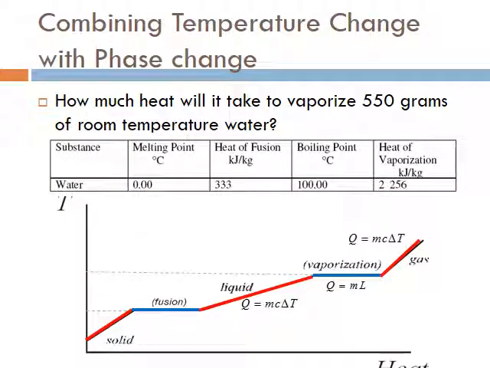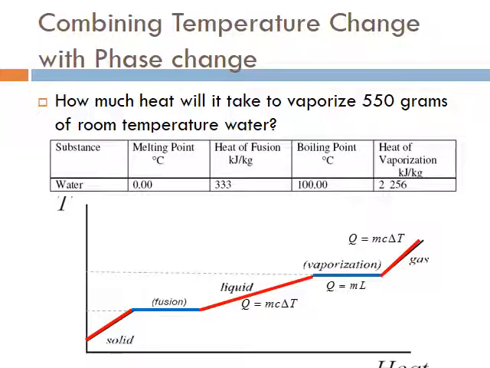Okay, another type of problem that makes it more difficult is when you combine multiple steps in the process. So let's say instead I'm trying to vaporize water, and I would like to know how much energy it takes to vaporize 550 grams of water if it starts off at room temperature. Now, key term, room temperature. Please note, room temperature always implies 20 degrees Celsius, or really close to 20 degrees Celsius. So if it ever says room temperature, use 20 degrees Celsius. 20 degrees Celsius or 70 degrees Fahrenheit is considered room temperature.